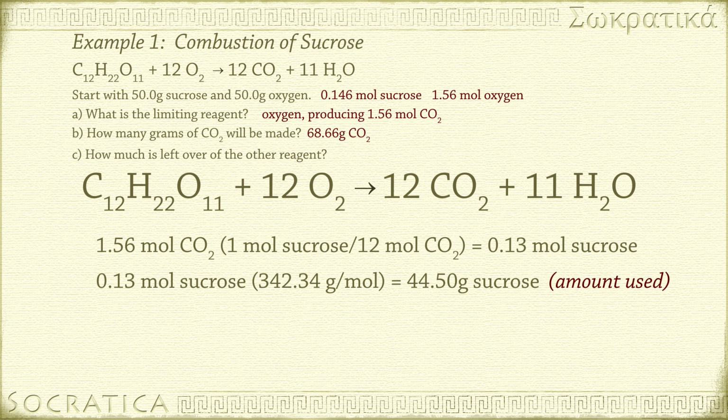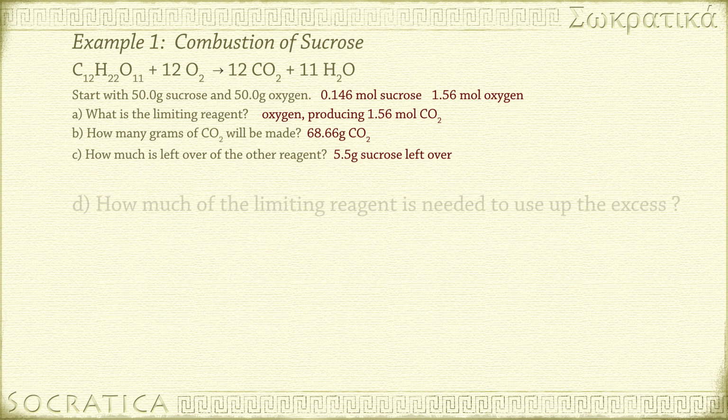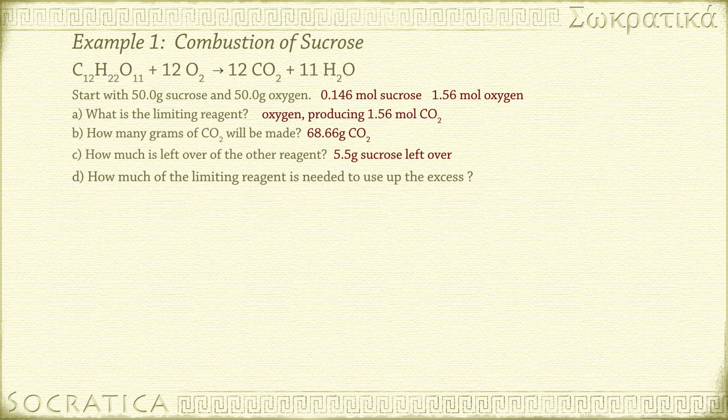To get that, subtract how much we used from the starting amount. 50.0 grams of sucrose minus 44.50 grams of sucrose equals 5.5 grams of sucrose left over. And finally, we'll find how much of the limiting reagent you would have to add to use up all the excess reagent. In the last question, we found there were 5.5 grams of sucrose left.